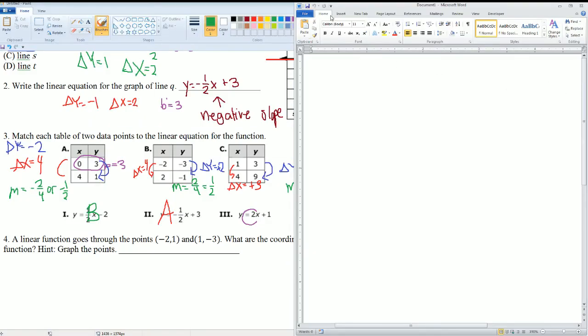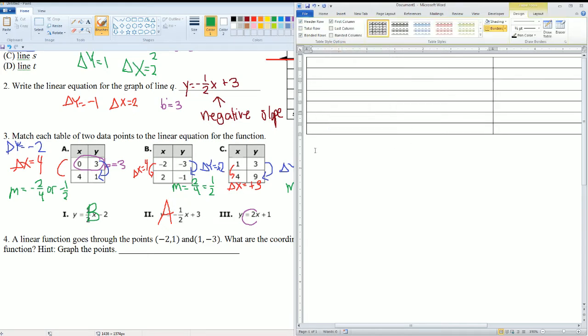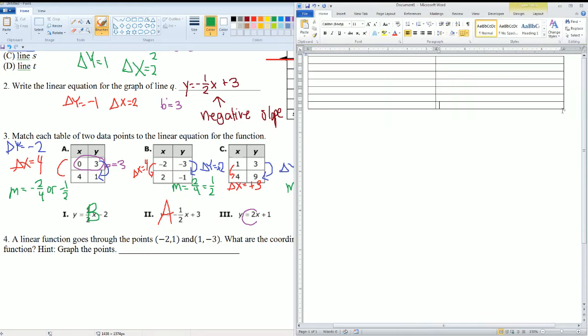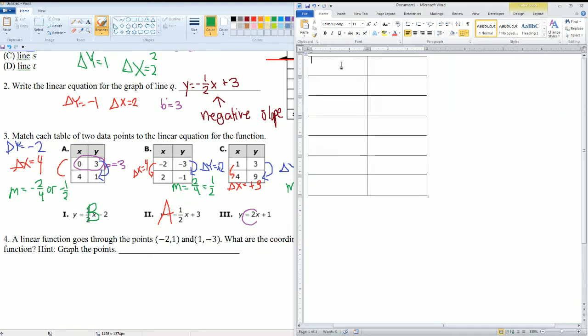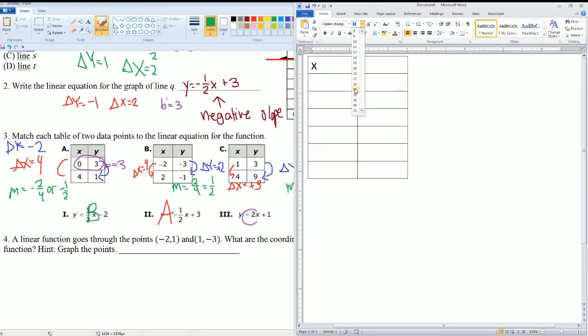Okay, let's see. I'm going to make a table here. Let's make this super big. This is your X, this is your Y. Put that in the middle.